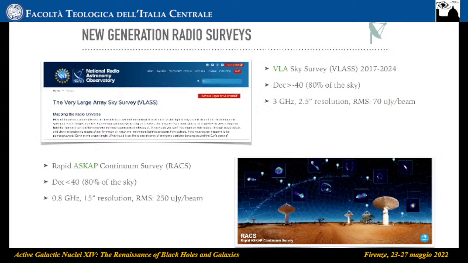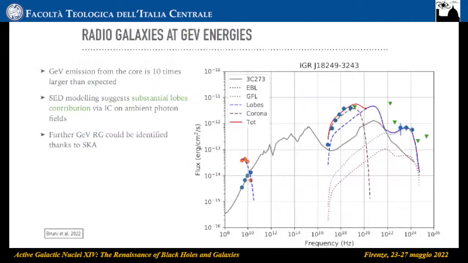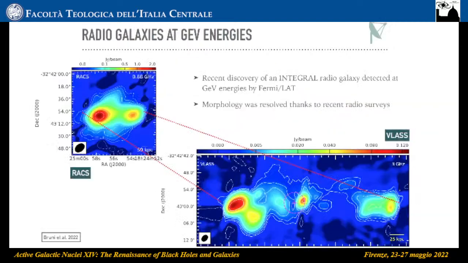Okay, I'm concluding. So just a few more slides to show you what we can do with the new generation radio surveys like VLASS and RACS. We cross-correlated these new surveys with the radio galaxies from our sample that were also detected with Fermi. And we found a resolved morphology thanks to the improved sensitivity and resolution of these surveys.